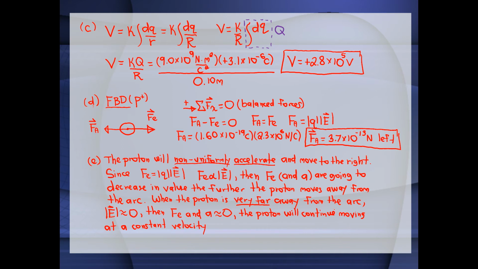Okay, so that would be a thorough description of the motion. Just simply saying the proton would go right is pretty vague. Yes, it will move towards the right. It'll accelerate non-uniformly with the acceleration and force decreasing the further you get away from the arc because the electric field's getting weaker. And then when you're really, really far away after a long time, the electric field would be pretty much 0, in which case there's no more acceleration. And then you just move at whatever velocity you're moving at the end of that acceleration phase.